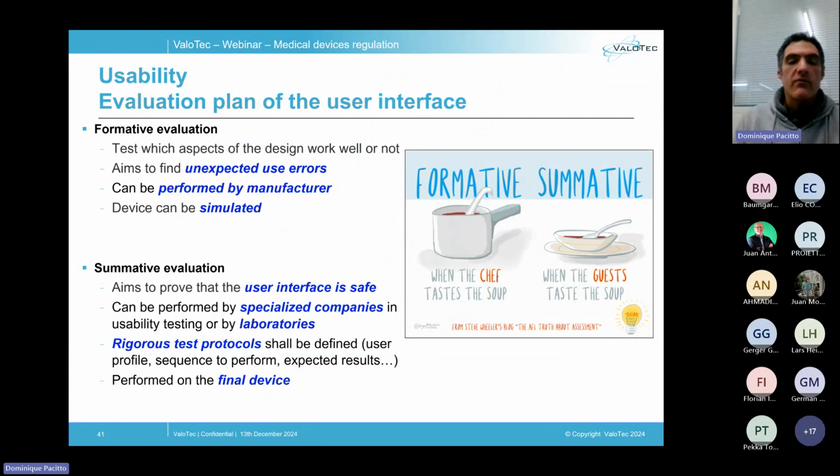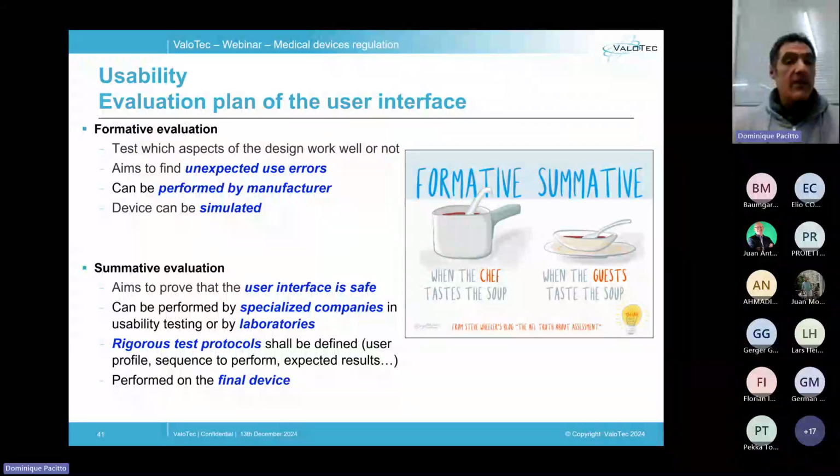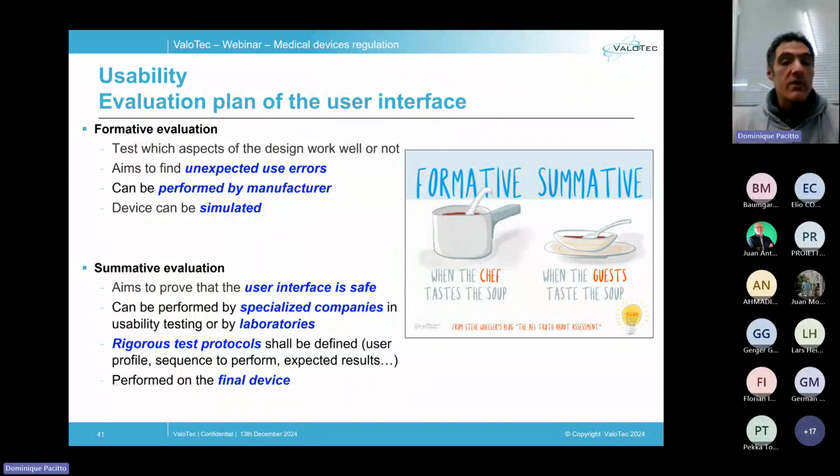by representative users. On its side, the summative evaluation is mandatory only if the risk analysis demonstrates that some risks related to the user interface are not acceptable, and the summative evaluation aims to demonstrate that the user interface is safe. It should be performed on the final device by the final users in an environment as close as possible to the final one.